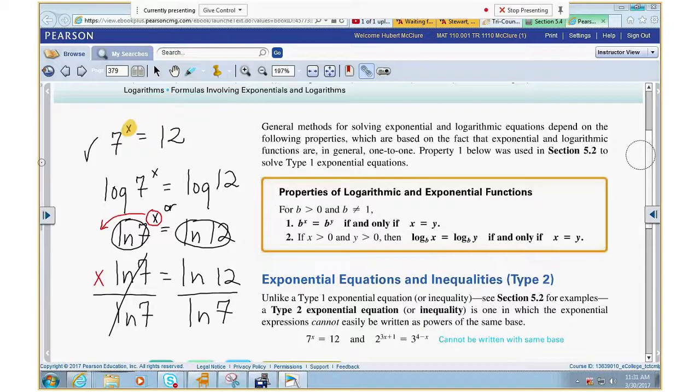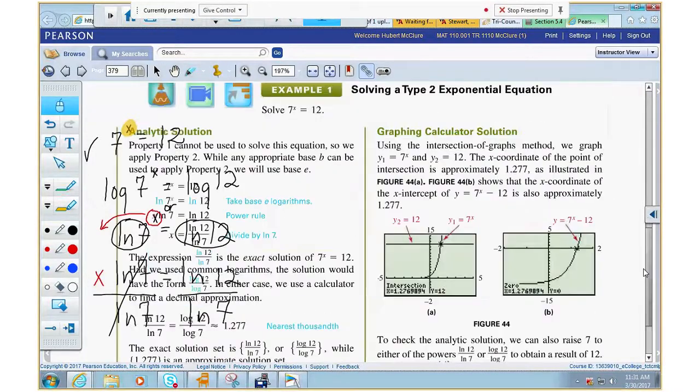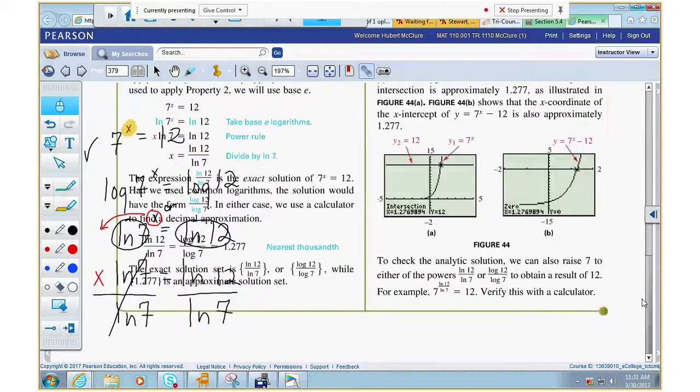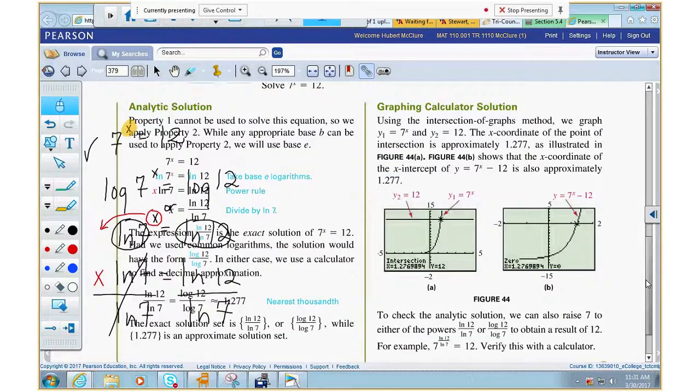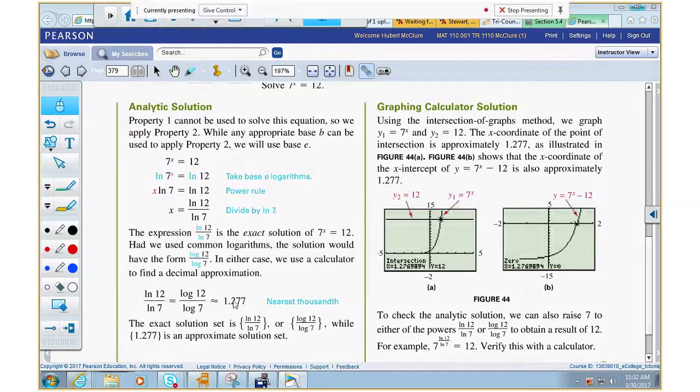And if you want to see what they got for an answer, let's see what they got. If they took it all the way down, it'd be 1.9. They didn't. They just left it as natural log of 12 over the natural log of 7. Well, they got the numbers, and then they just put it. Oh, there it is, 1.27.